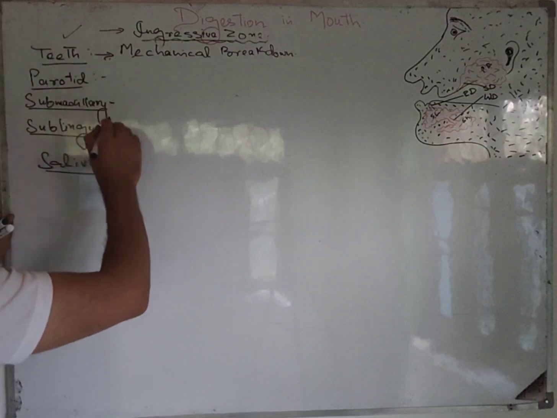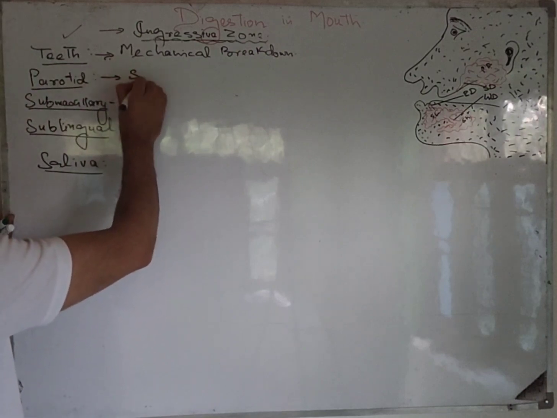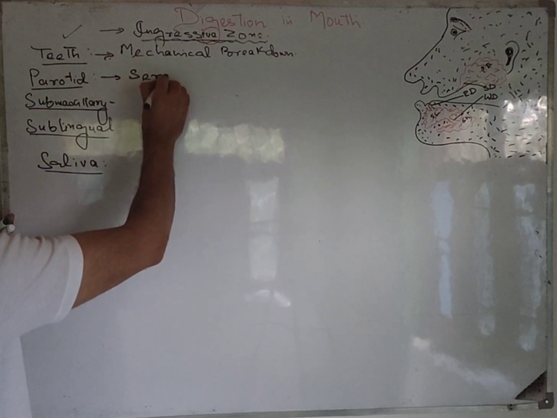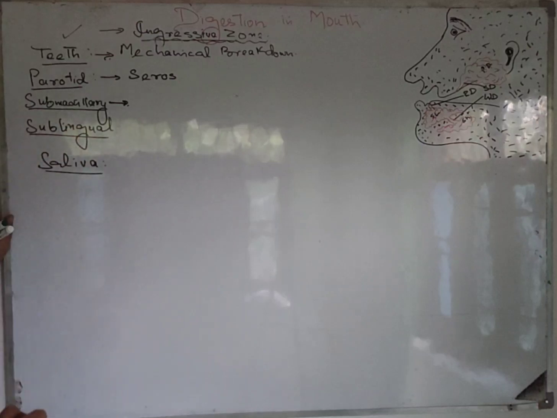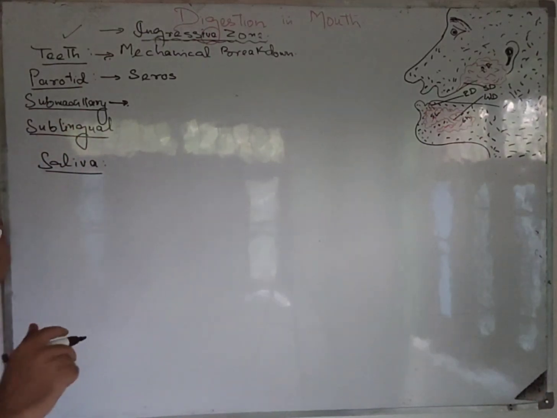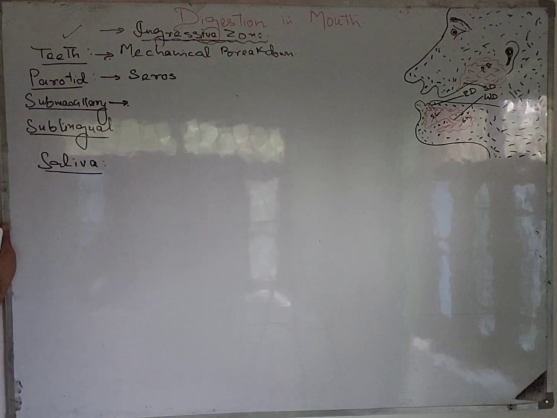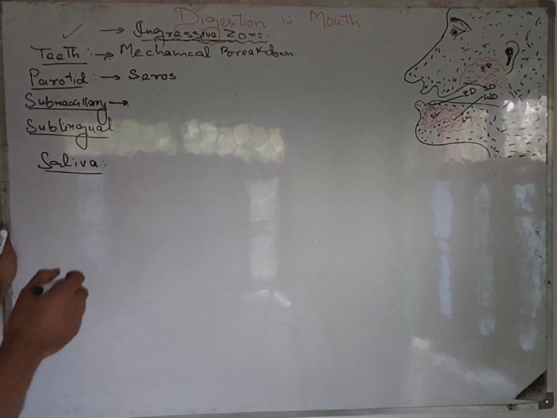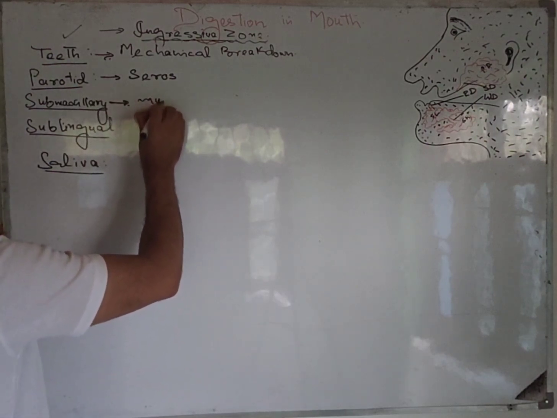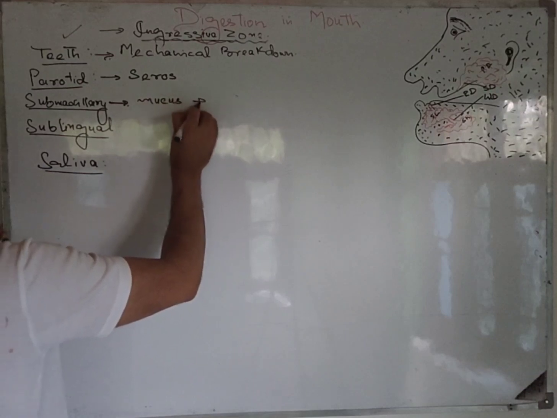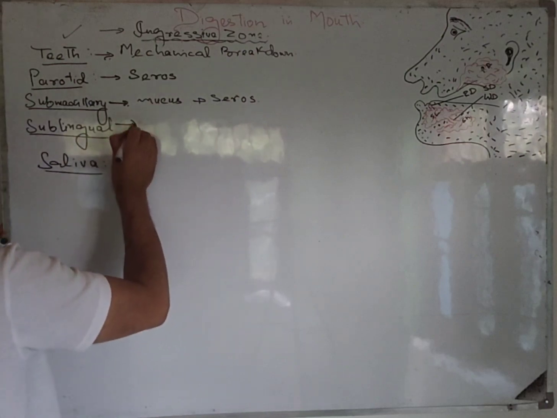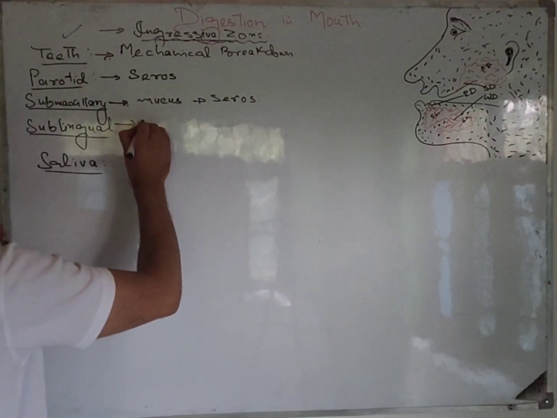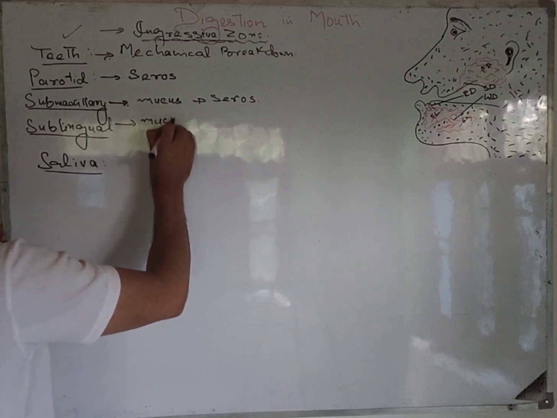So far as the parotid gland is concerned, its secretion is mostly serous type, more watery, more fluid, isn't it? And so far as the submaxillary glands are concerned, their secretion contains mucin. Hence, their secretion is both mucus as well as serous. And the secretion of the sublingual gland is mostly mucus type.